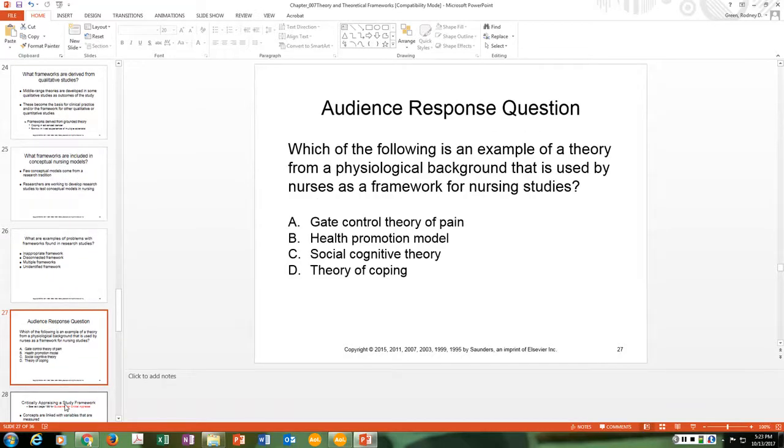Which of the following is an example of a theory from a physiologic background that is used by nurses as a framework for nursing studies? Gate control theory of pain, health promotion model, social cognitive theory, theory of coping. What do you think? Physiologic background. Okay, A is the best answer, gate control theory of pain.